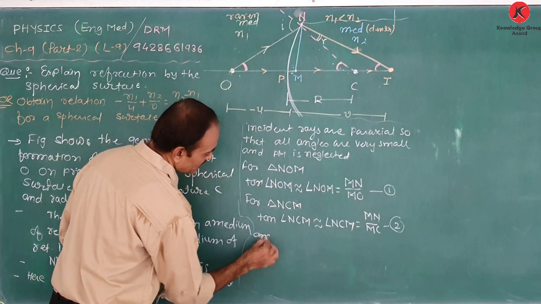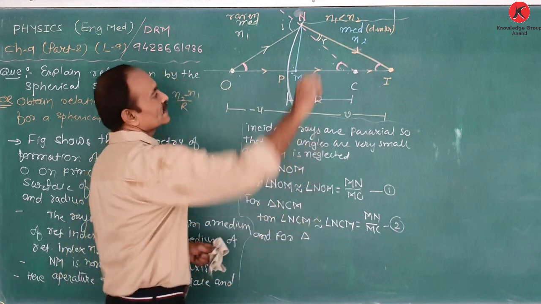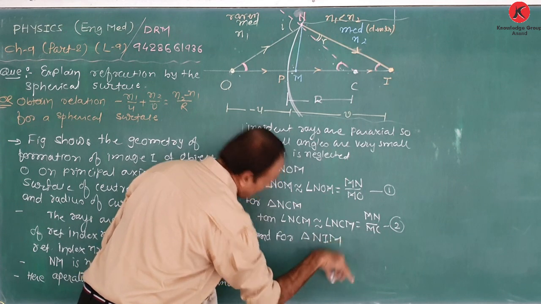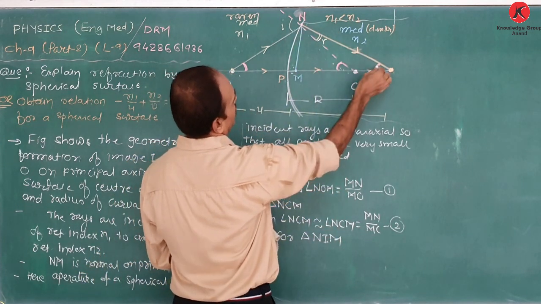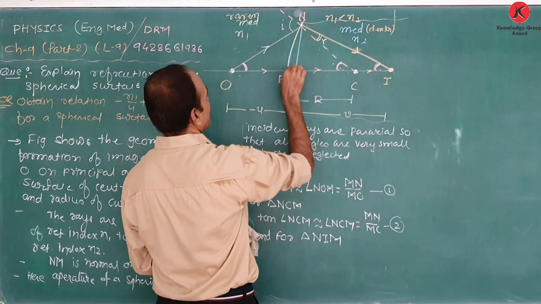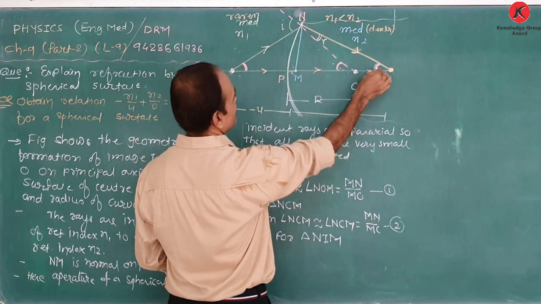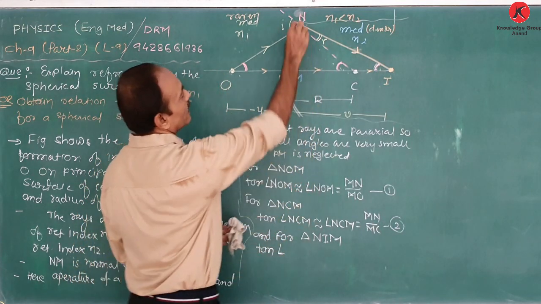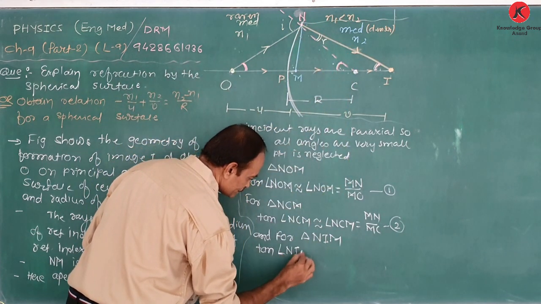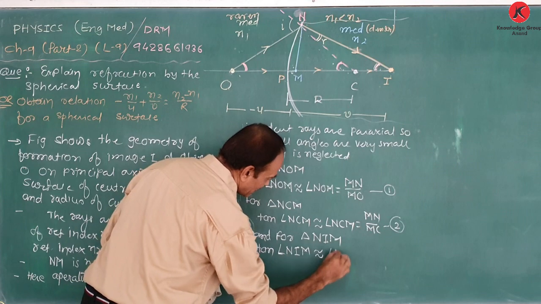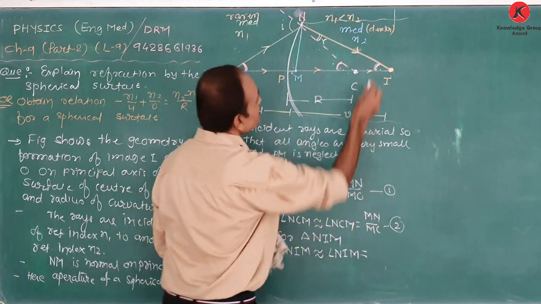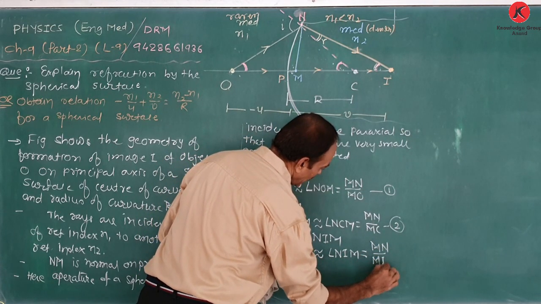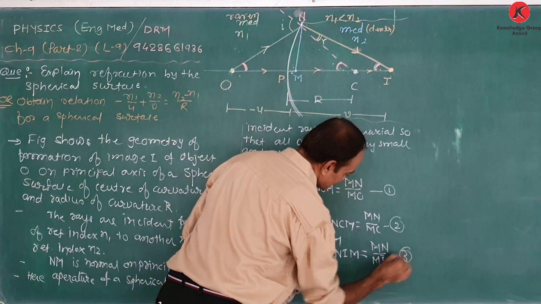And for another triangle, NIM, the tangent of this angle is the opposite MN upon MI. This angle is very small, so instead of the tangent, we can write angle NIM is approximately equal to MN upon MI. Equation number 3.